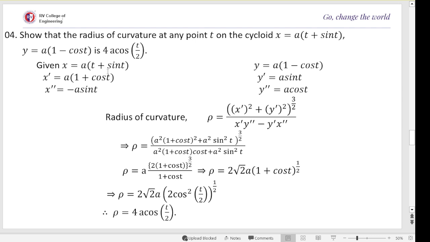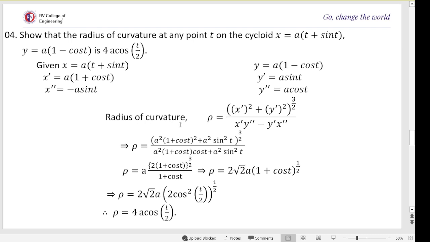Given x = a(t + sin t), y = a(1 − cos t). So the derivative of x with respect to t is x' = a(1 + cos t). Similarly, y' = a(0 + sin t), which is a sin t. Again, differentiate with respect to t: x'' = −a sin t, y'' = a cos t.